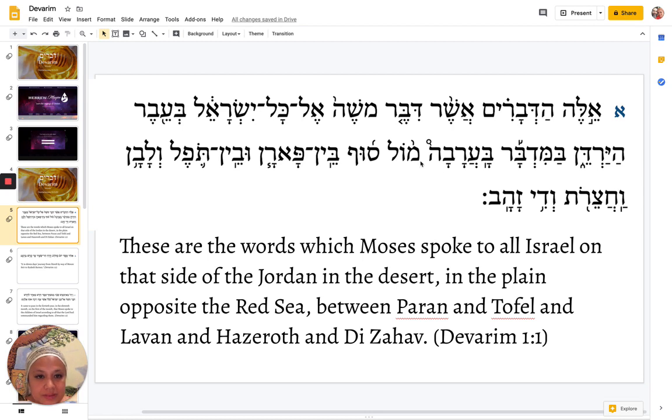Okay, and then we have a mem right here. And then we have a cholem vav. So this says o. So this is mo, and this is a lamed. So this is mol. So the Hebrew cholem, it's not quite the same as an English o. It's a shorter sound than that. You know how we kind of elongate it a little bit. So it's not mole, it's mol. Okay.